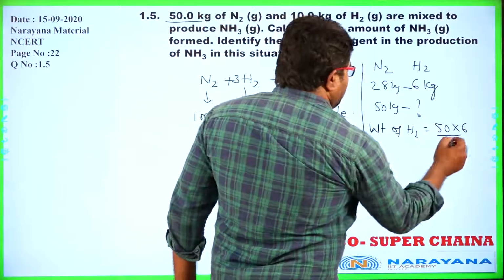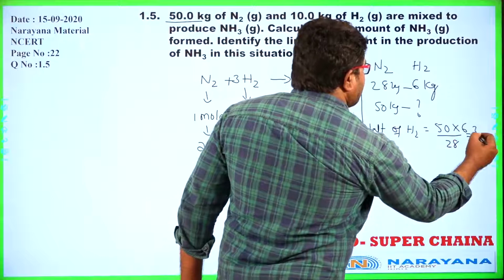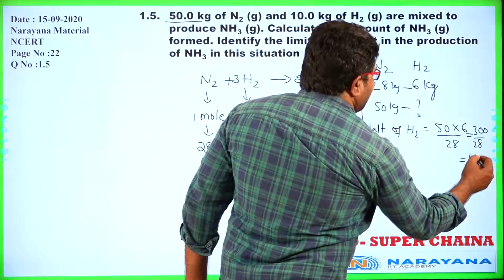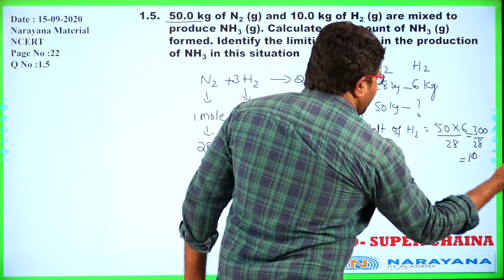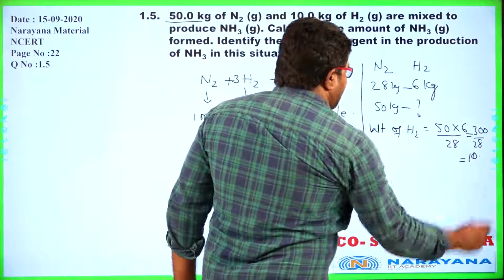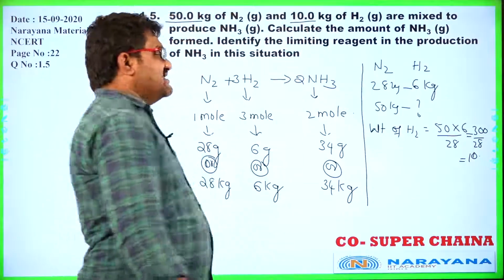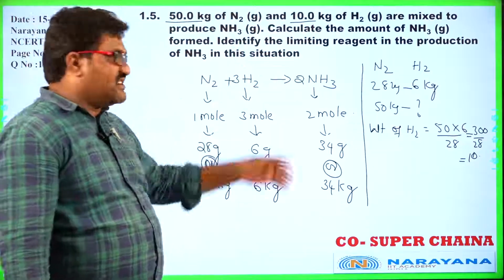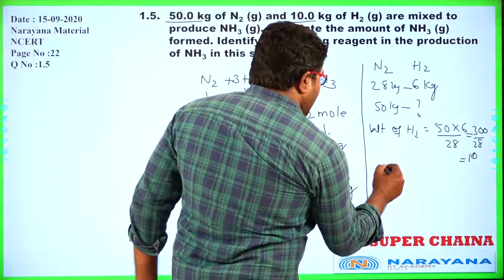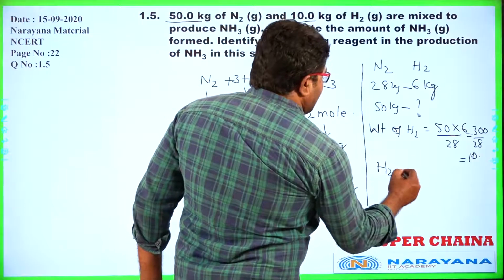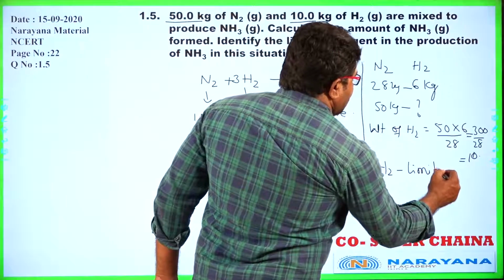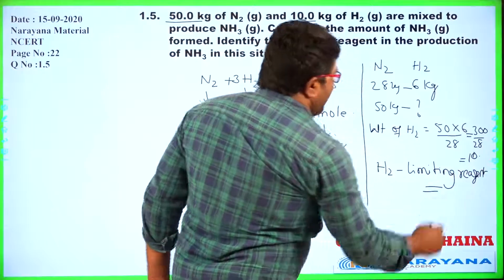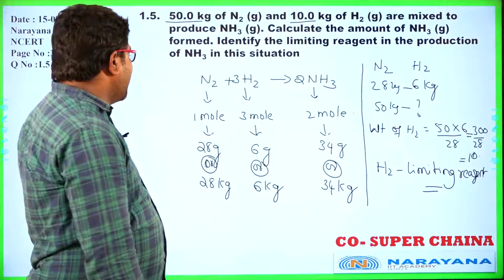That is 300 by 28, so definitely it is 10 point something. But we have only 10 kg, and the requirement is more than that. So the hydrogen amount is not sufficient. Hydrogen is the limiting reagent. How much ammonia is formed can be decided by the limiting reagent.